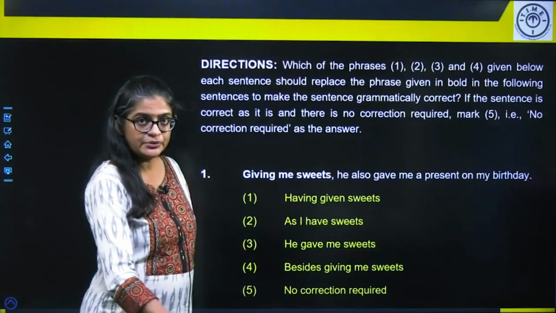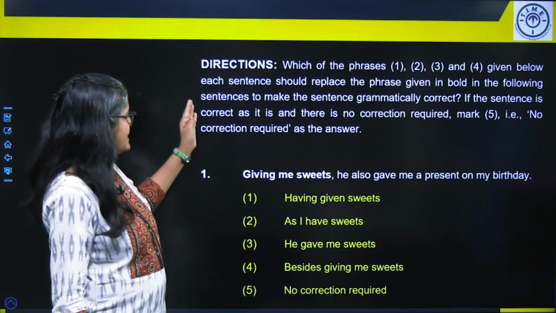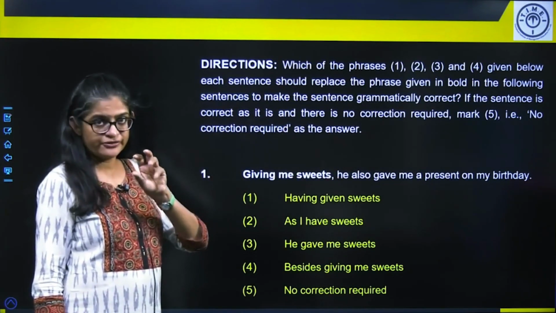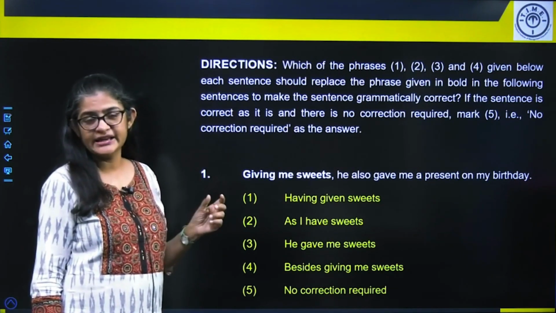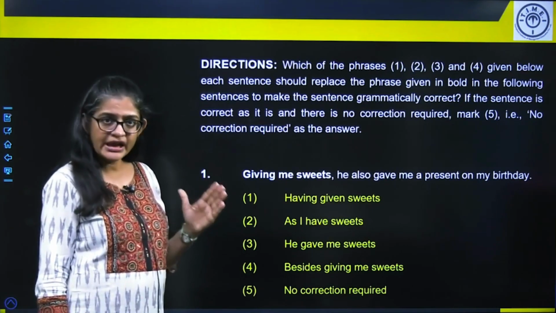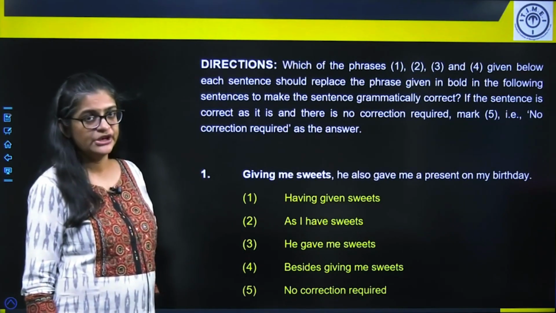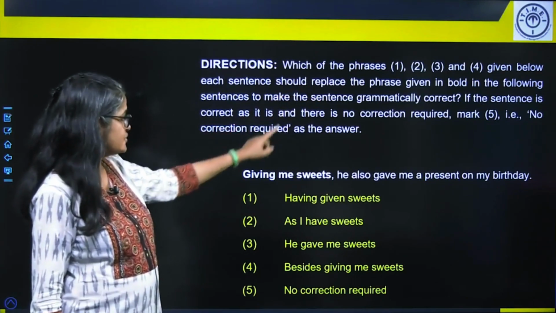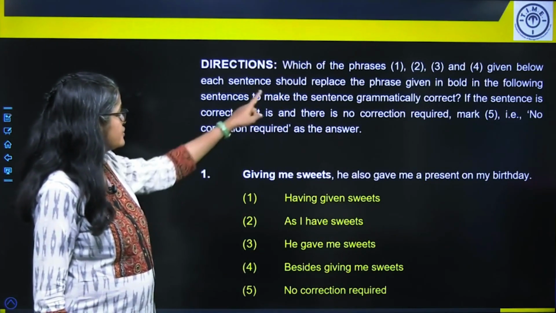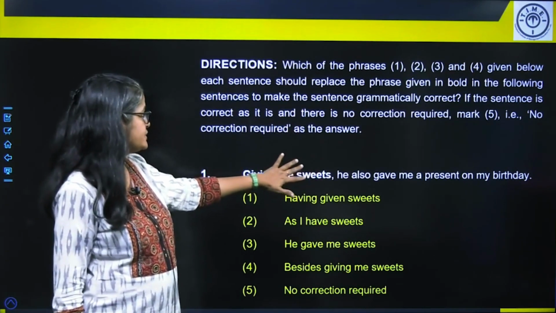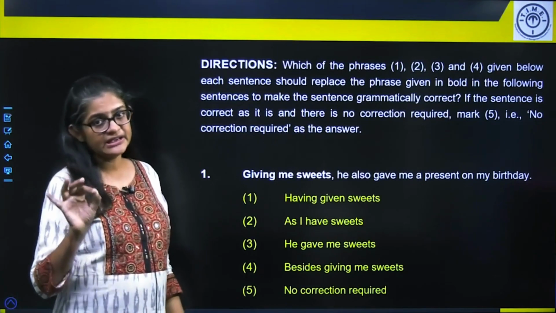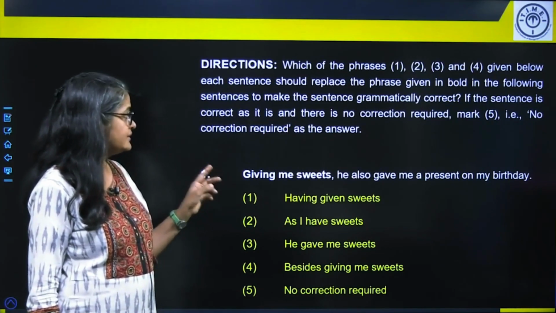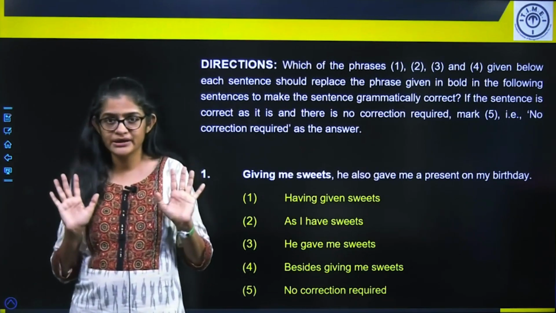So, let us start with the questions. Phrase replacement, as you know, you have a sentence with a part of it highlighted, a phrase highlighted. That phrase may or may not have some error in it. Now let us look at the instructions. Which of the phrases 1, 2, 3 and 4 should replace the phrase given in bold to make the sentence grammatically correct? If the sentence is correct as it is and there is no correction required, mark 5, that is no correction required.